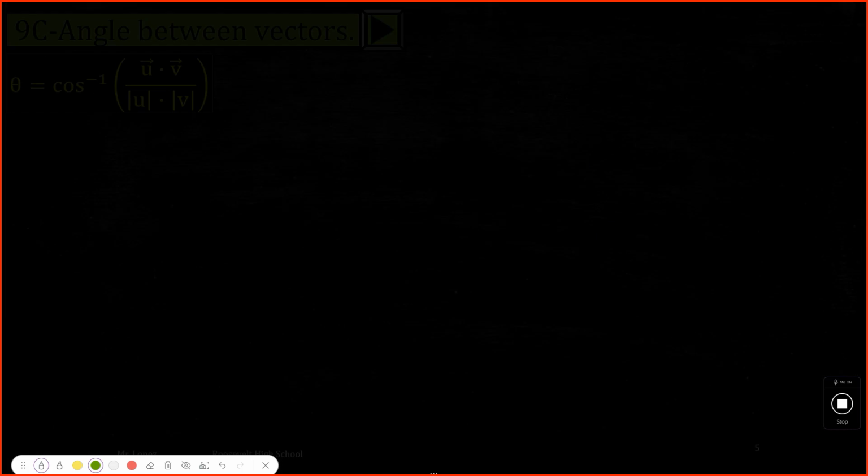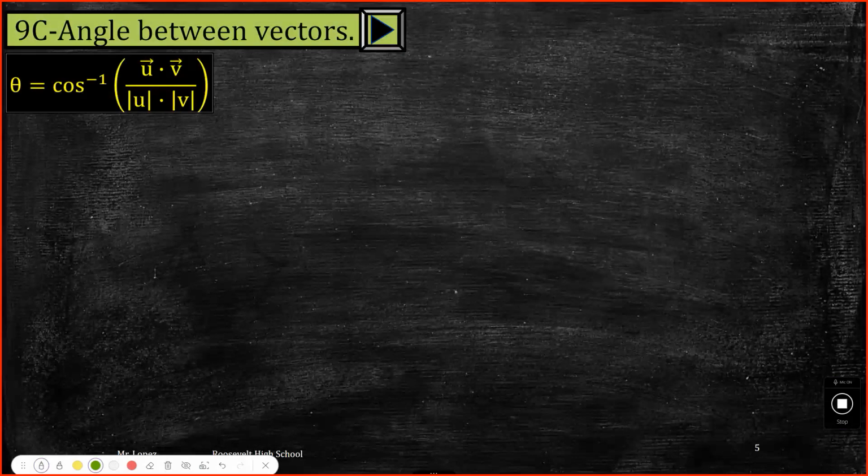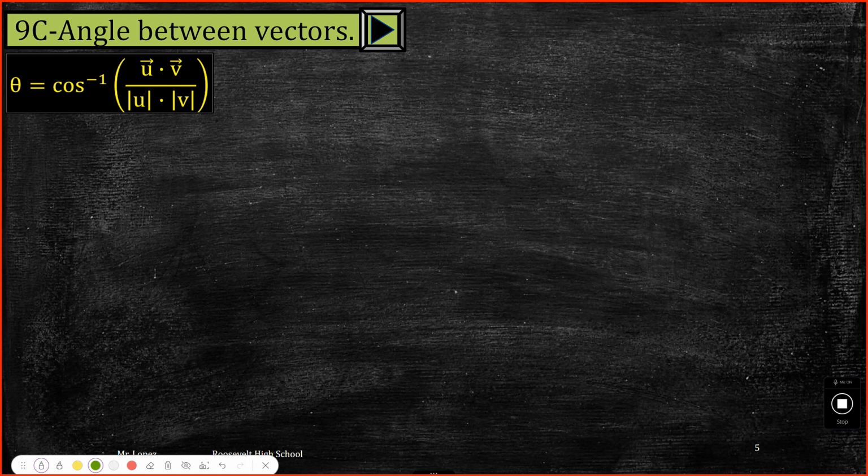That's enough of that. All right, the next one is the lesson part: angle between vectors. So theta is cosine inverse of the dot product of the vectors divided by the magnitude of the vectors multiplied.